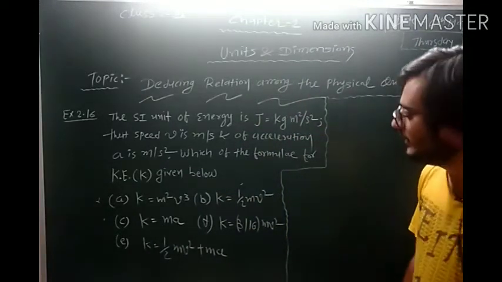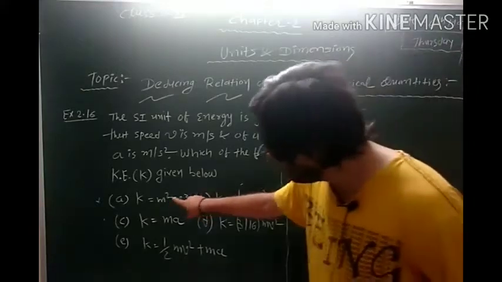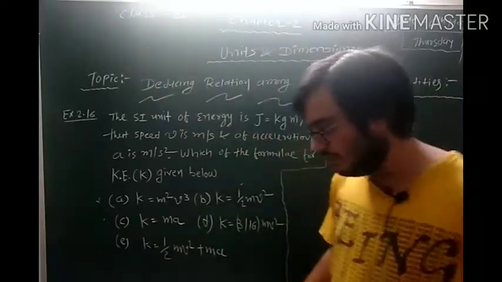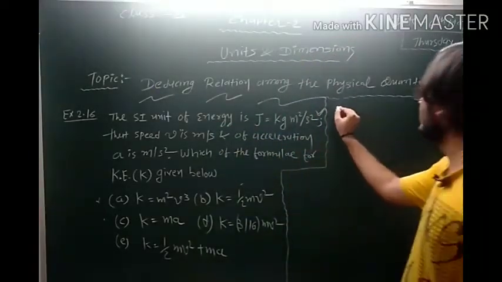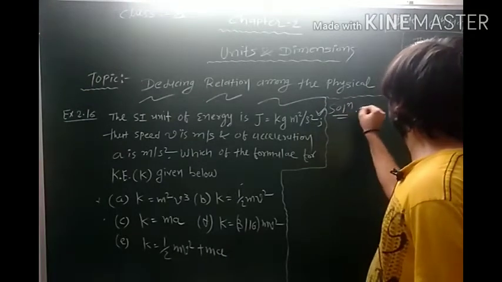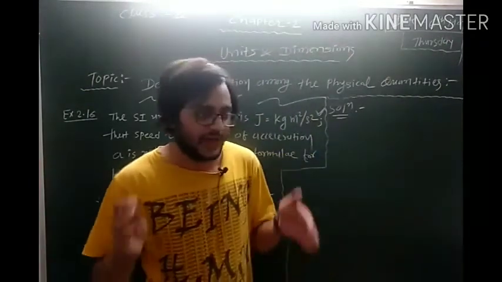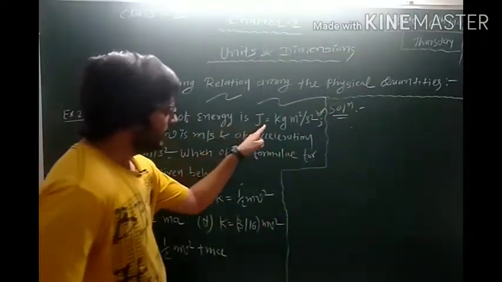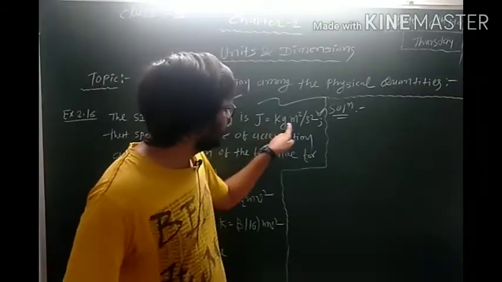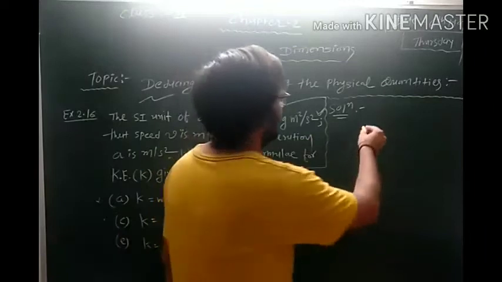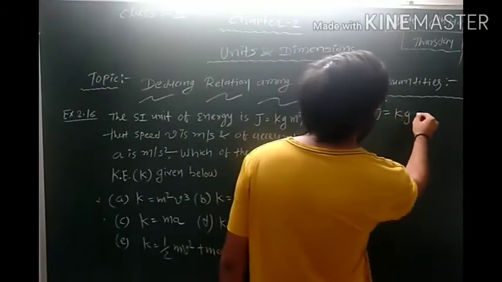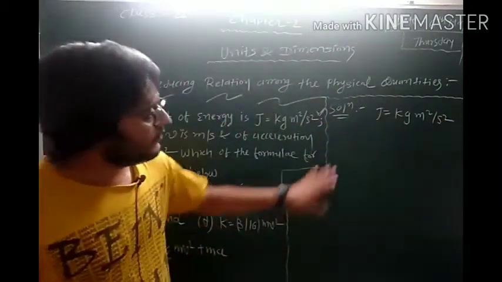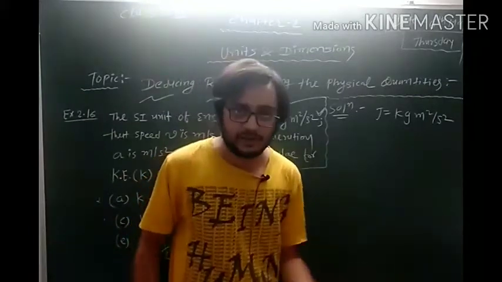So we need to find out which equations match for the energy equation. Shall we start? Fine. In the solution, first of all we find the dimensional formula of the energy. Here we are given the SI unit of energy, that is joule, which is equal to kg meter square per second square. From these units we can find the dimensional formula of the kinetic energy.